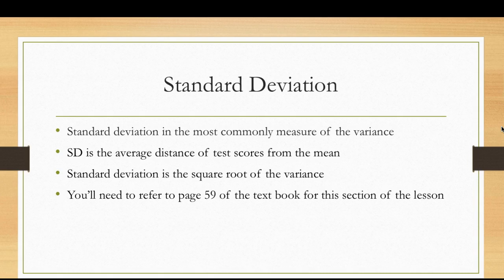In practical terms, the standard deviation is the average distance of a test score from the mean. It is an important statistic for interpreting the relative position of an individual within a distribution of test scores. The wider the spread of scores from the mean, the larger the standard deviation. The smaller the standard deviation, the more scores will tend to cluster around the mean. You'll need to refer to page 59 of the textbook for this section of the lesson.